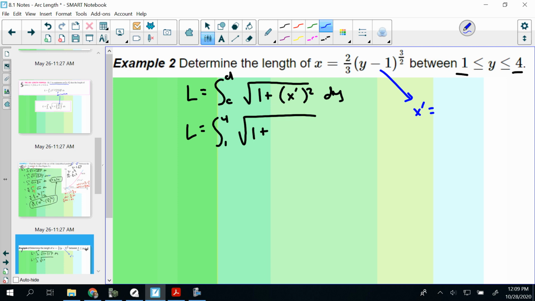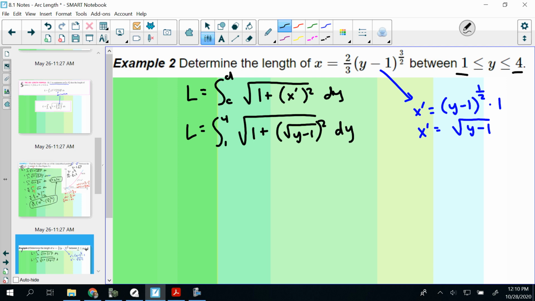X prime here would be, we've got to do our power rule. So bring down that 3/2. That's going to cancel out the 2/3. Our new power should be 1 less, so 1/2. And then you've got to think chain rule. So what's the derivative of the inside? Just 1. So it looks like our x prime comes out to be just the square root of y minus 1. So that's our function here, square root of y minus 1 squared, because there's that squared in the function.